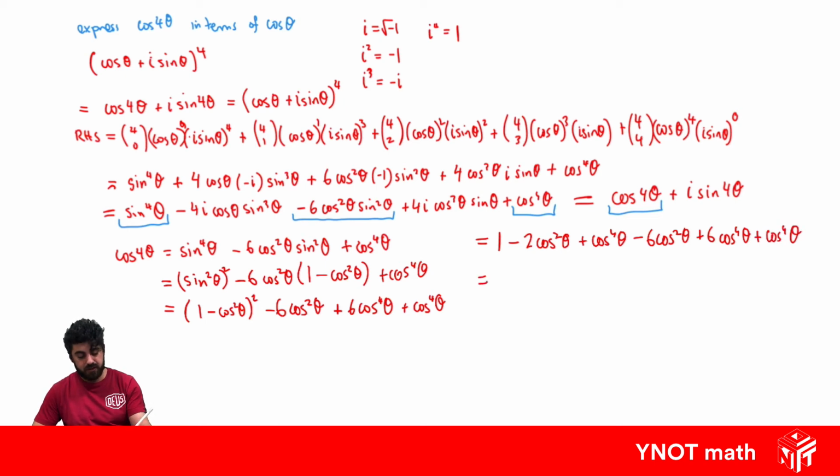So let's collect like terms. We've just got that one constant. All our cos squared, so we've got minus 2 cos squared minus 6 cos squared is minus 8 cos squared. Then we've got plus 1 cos to the 4 plus 6 cos to the 4 plus 1 cos to the 4 is plus 8 cos to the 4 theta. Now we've successfully expressed cos 4 theta purely in terms of cos theta. So that was the first part of the question.